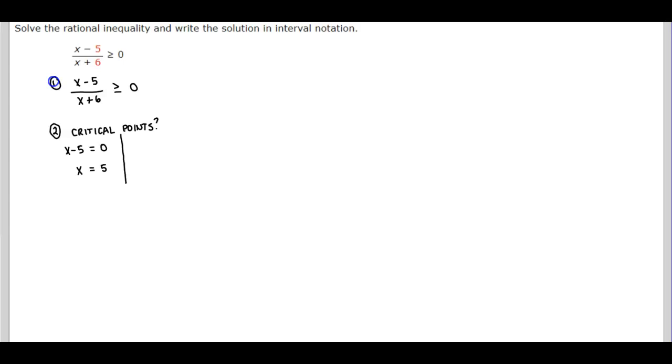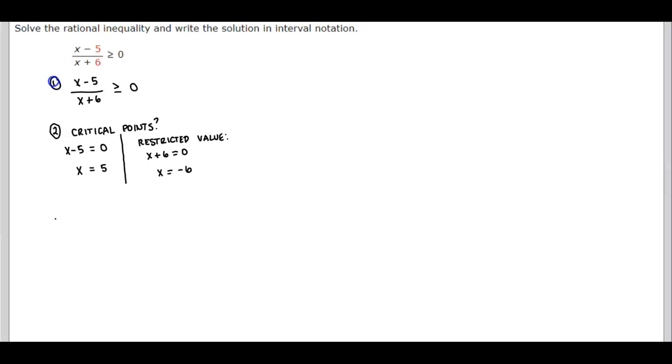And then we need to take a look at x plus 6. Now keep in mind that since it's in the denominator, this is a restricted value. So that means we have x plus 6 equal to 0, and if we solve for x, we get x equals negative 6. But keep in mind that this is a restricted value.